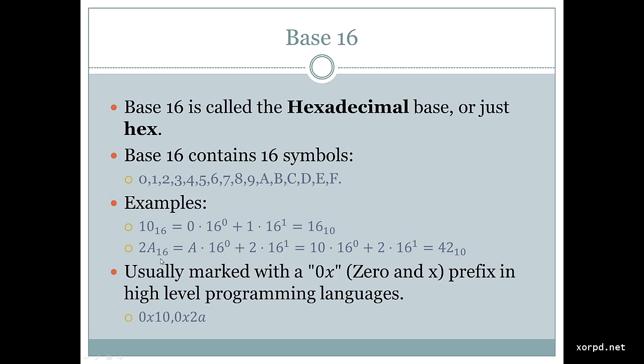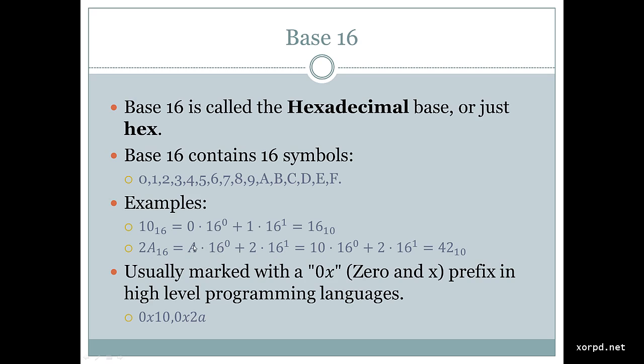This number is in base 16. It contains the letter A as one of its digits. So how are we going to calculate its total value? It goes like this: A times 16 to the 0 plus 2 times 16 to the first.